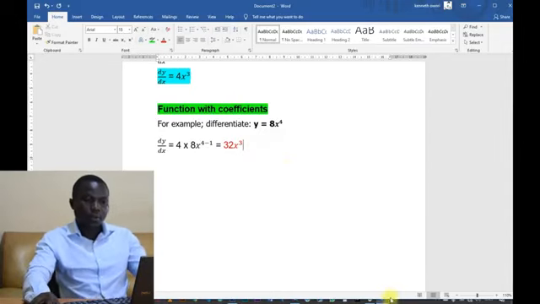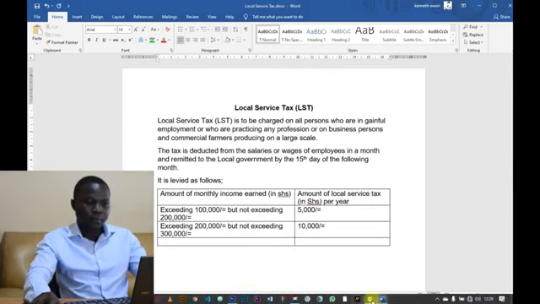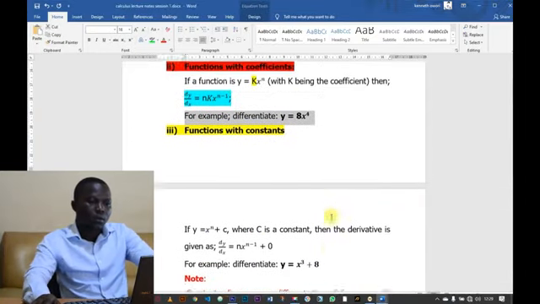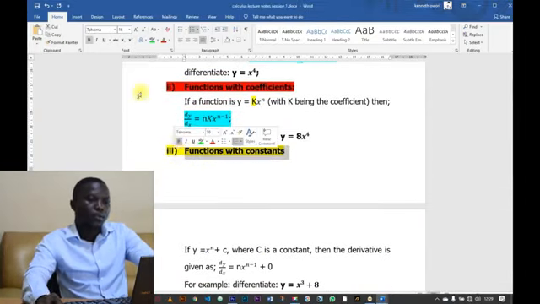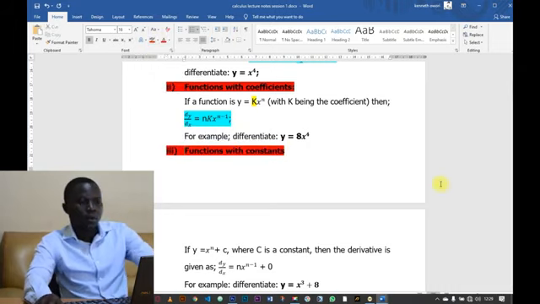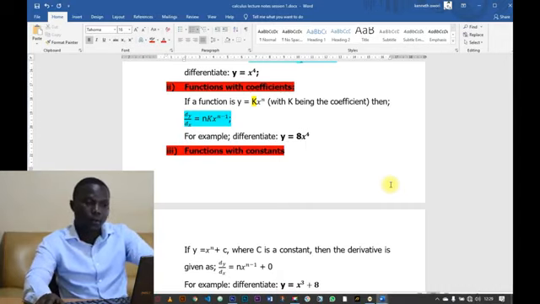We go to rule number 3. Rule number 3. So this is where we have functions with constants. We find that whenever we differentiate an expression having a constant, normally that constant disappears. When we differentiate a constant, we get a 0. So it happens to disappear whenever we differentiate a constant, as we are going to observe.